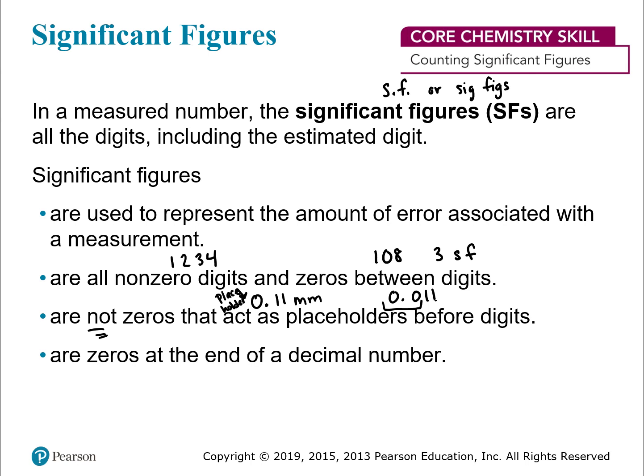However, significant figures are zeros at the end of a decimal number. 1.0 has 2 sig figs. However, 10 has 1 sig fig because there's no decimal.